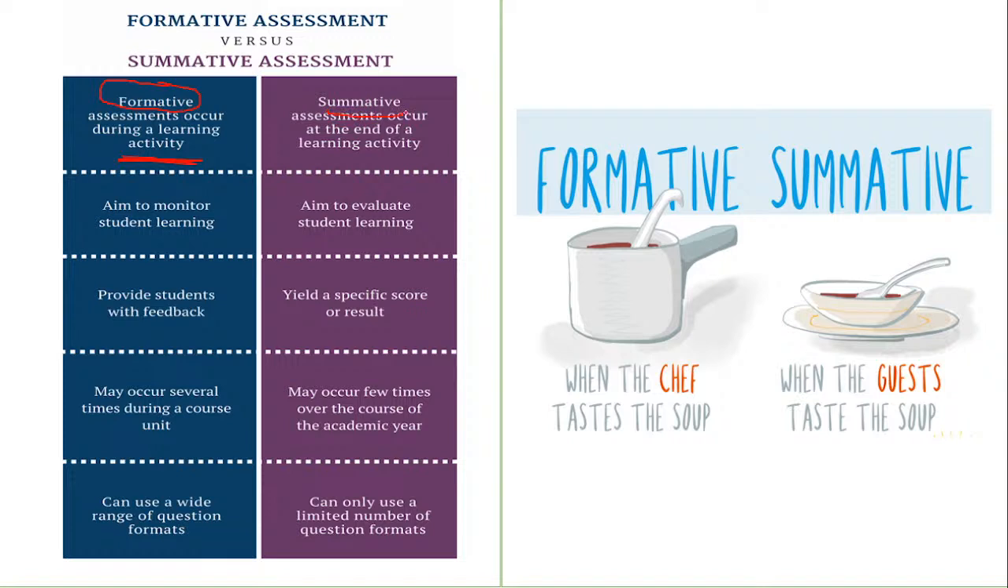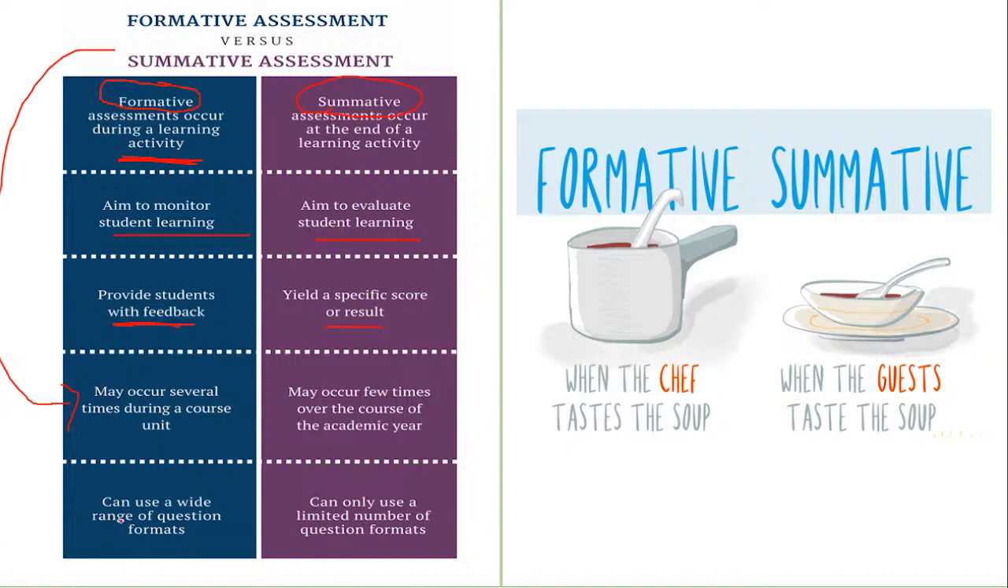Now when we talk about summative evaluation, it is taken at the end, at the end of the semester or the academic session. The aim of formative evaluation is to monitor students' learning, and the aim of summative evaluation is to evaluate the student's learning. Formative evaluation provides students with feedback, exactly what went wrong or not. Summative evaluation yields a result of how the student has done. Formative evaluation occurs several times, there is no limit, but summative evaluation occurs only a limited number of times as per the course or curriculum.